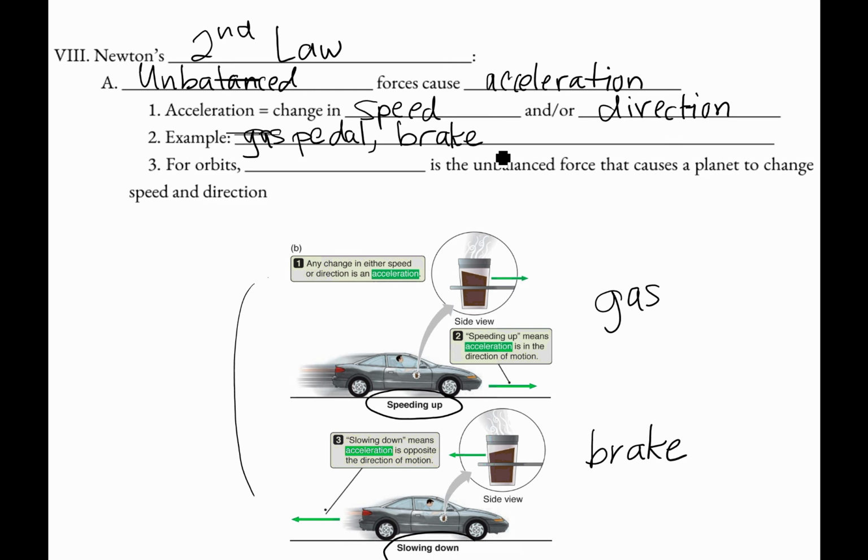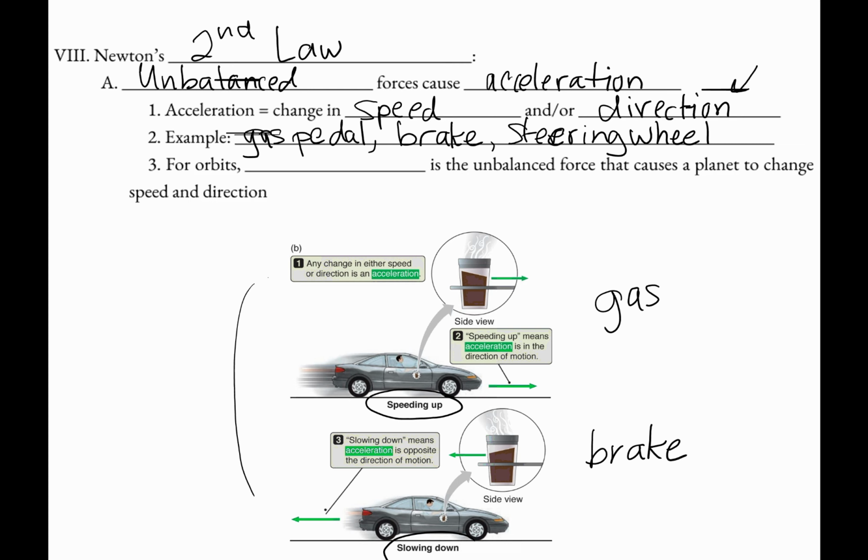There's one more that's not related to speed. Gas pedal speeds up, brake slows down, but it's related to direction. What do you use in your car to change direction? You use the steering wheel, right? So any of those are accelerators in your car. The gas pedal, the brake, or the steering wheel. All accelerators.